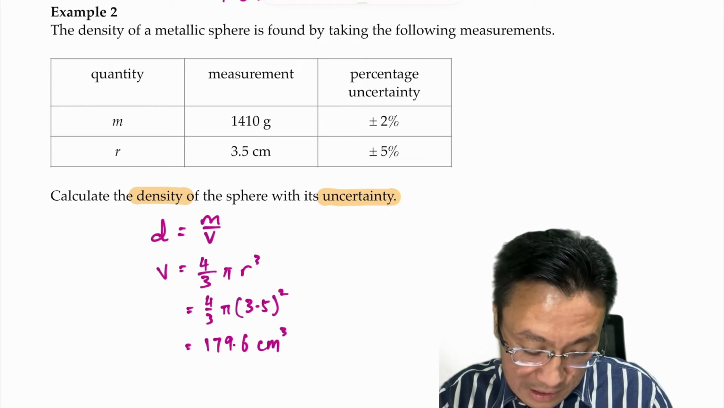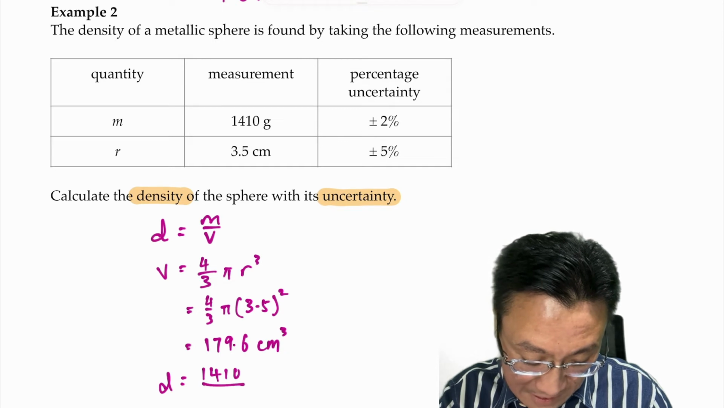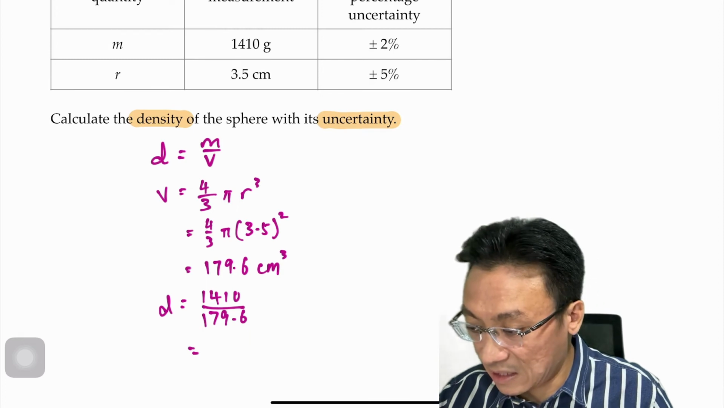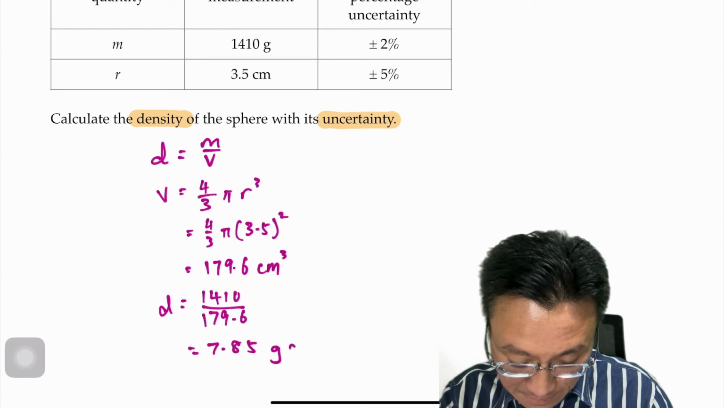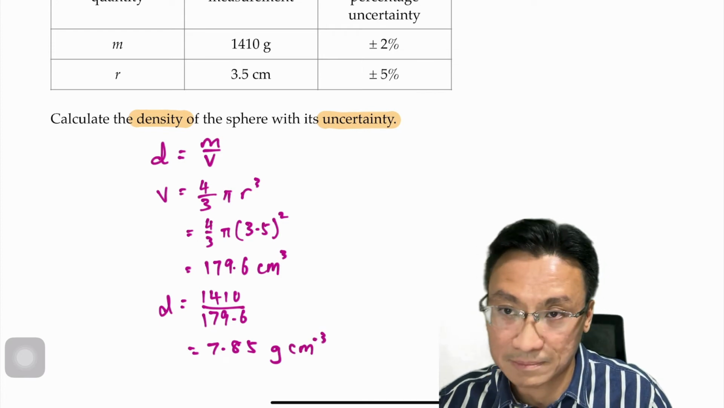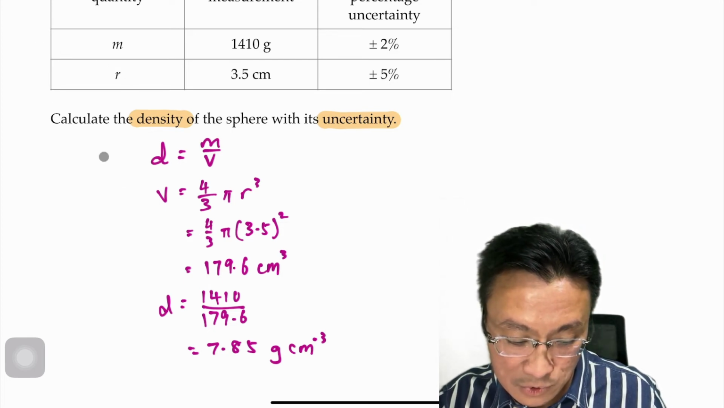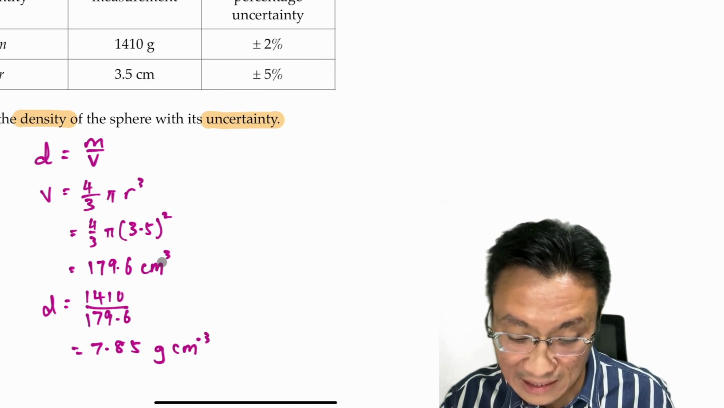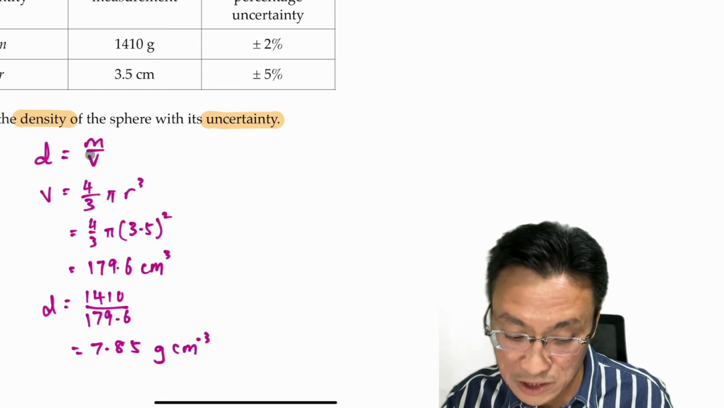So now I could calculate my density. D is equal to 1410 divided by 179.6. That gives me 7.85 gram per cm cube. Right, so the first part of the solution is done, and now let's proceed to find the uncertainty. Again, recognize that this involves division.